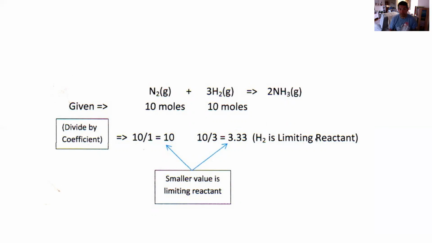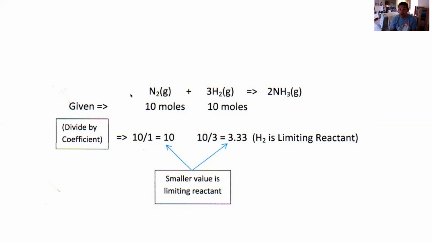All right, so we have 10 moles of nitrogen, 10 moles of hydrogen. You always take your moles and you divide it by the coefficient, right? It's always going to be reactants, right? Limiting reactant. We're not worrying about the products. So you're going to take your moles for each reactant, divide it by the coefficient, and whichever number is smaller, that's your limiting reactant, right?